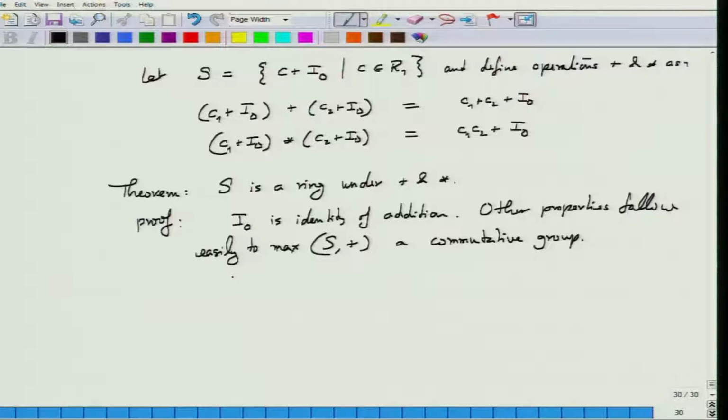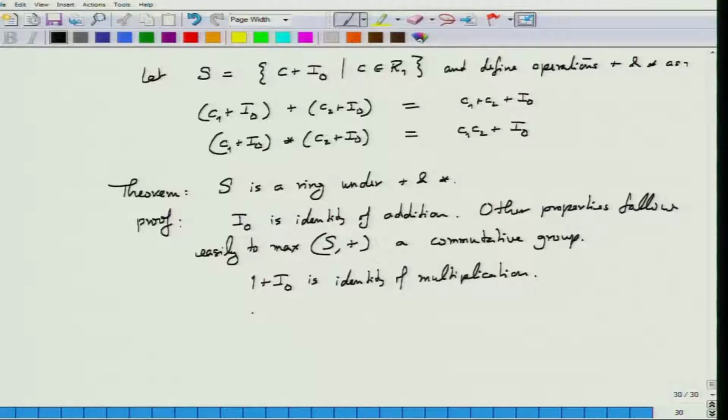Now, for multiplication, again the closure is clear, associativity is clear, it's also commutative, so it's a commutative ring, rather. The identity is the only thing one has to worry about. What is the identity? 1 plus I naught is the identity. The other properties follow. The distributivity of multiplication over addition also follows.